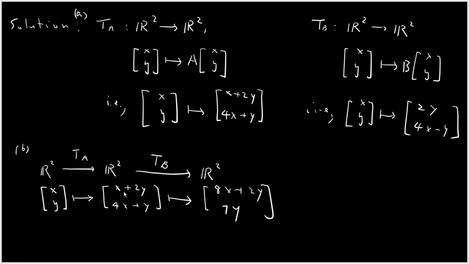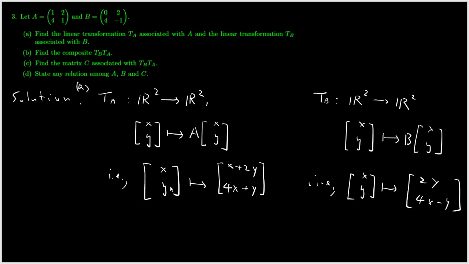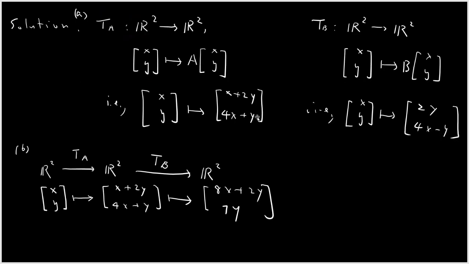Again, 4 times the first component minus the second component is in here. You get the second component of output of that vector under T sub B. So you have the composite. For question B, you have not answered the questions yet. That's designed to see what's going on. In question B, I'm actually looking for the composite. You have to give me the domain, the codomain, and the rule. So the composite, the notation is T sub B circle T sub A, right?